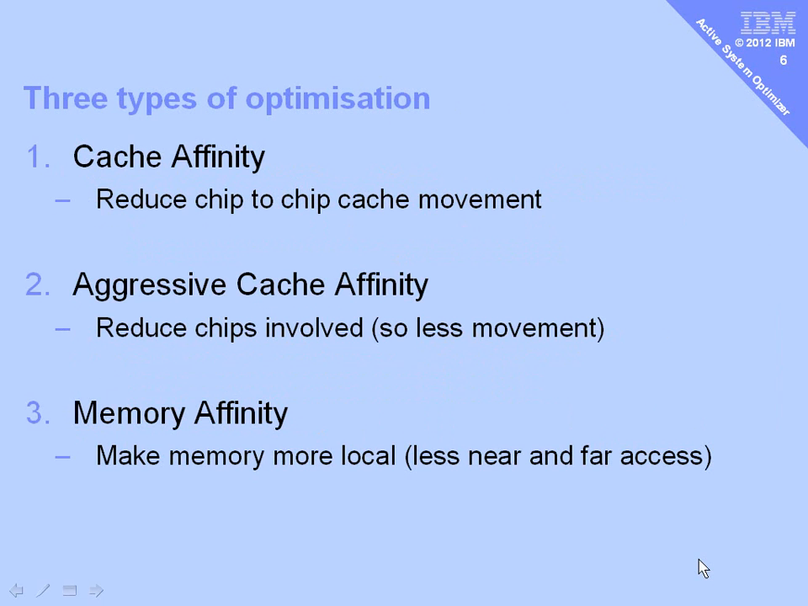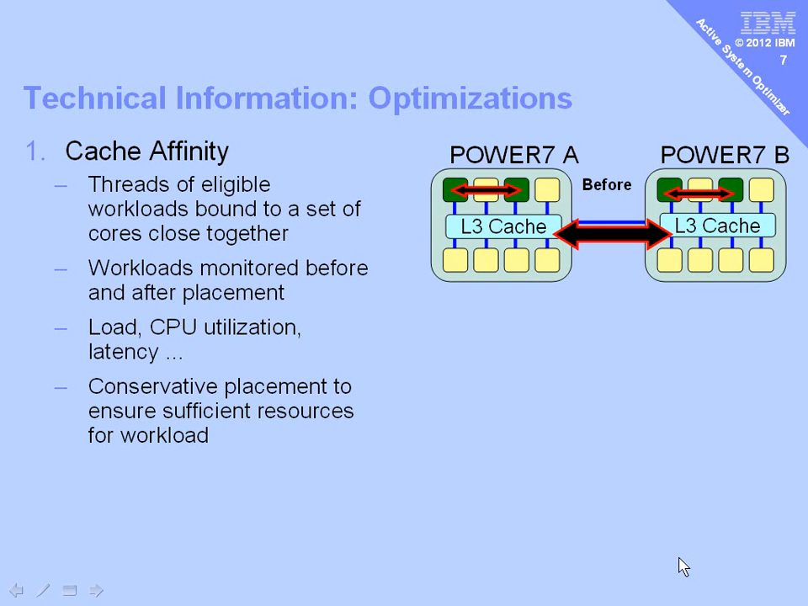ASO is focused on three types of optimization: cache affinity, aggressive cache affinity, and memory affinity, and we'll describe those next. Let's take this first example of cache affinity. In the diagram in here we have two Power 7 chips. They may be on the same system planar, or they may be across the machine in the 770, the 780, or the 795, on different CPU books.